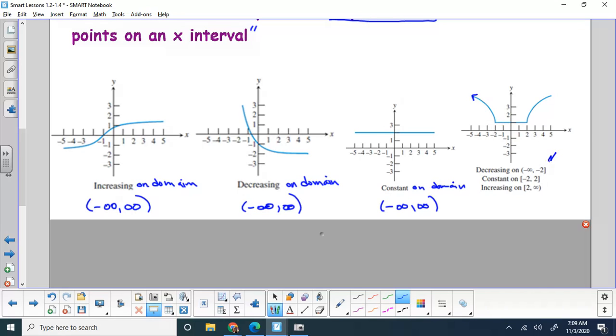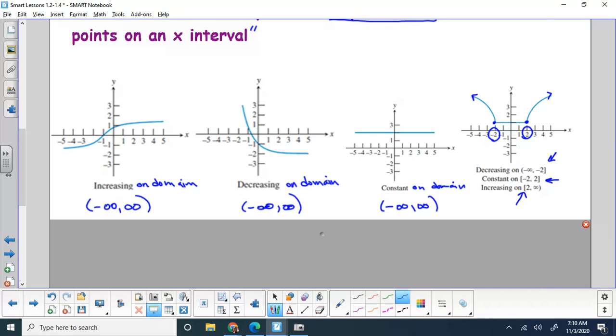Now, we always are going to use that hard bracket because we're talking about it on an interval of time. And so that x coordinate is always included. And then we see that it is going to be constant between -2 and +2. So notice again, we've used hard brackets on here because we're indicating that between those two x values, or that x interval, the y values are not changing, they stay the same. And then we continue to increase after that point. So therefore, from 2 to infinity, we are increasing.